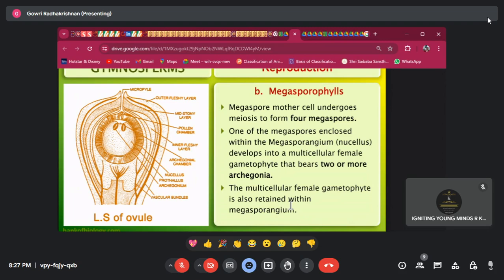So that we have seen already. You would have read that when you were in 11th. One of the 4 megaspores enclosed within the megasporangium, that is the nucellus, develops into a multicellular female gametophyte that bears 2 or more archegonia. The multicellular female gametophyte is also retained within the megasporangium.